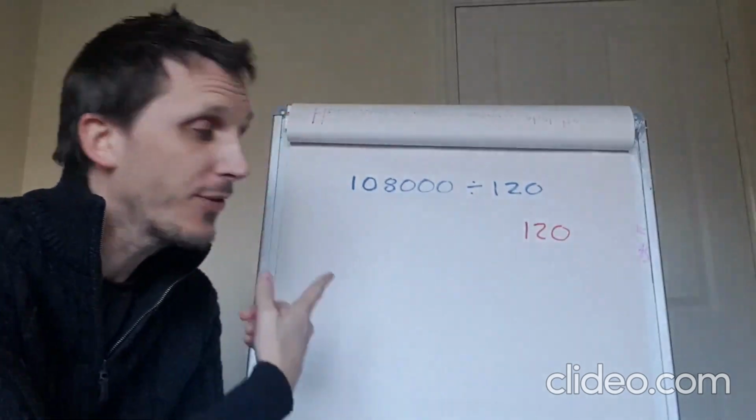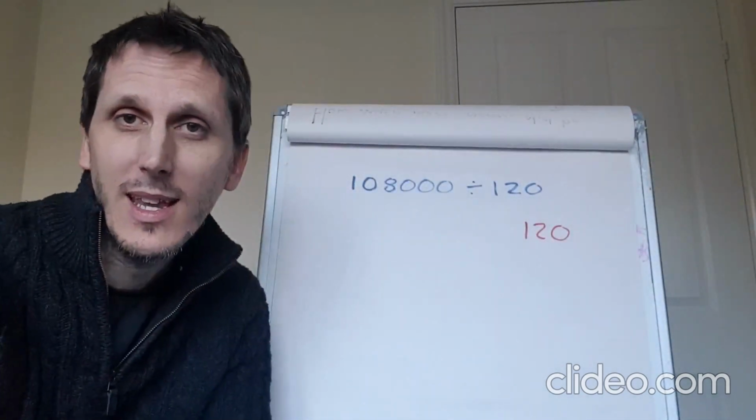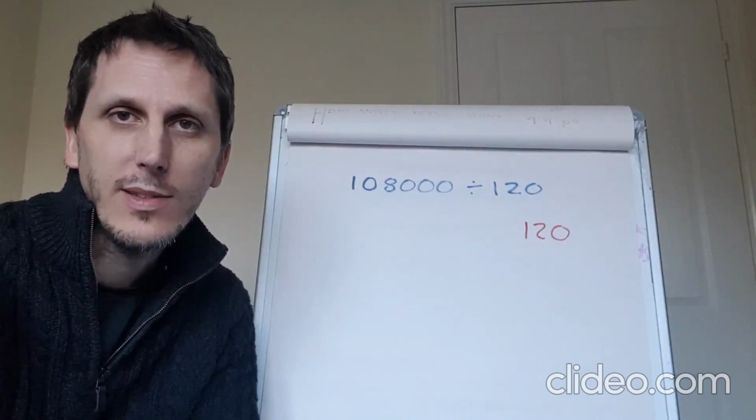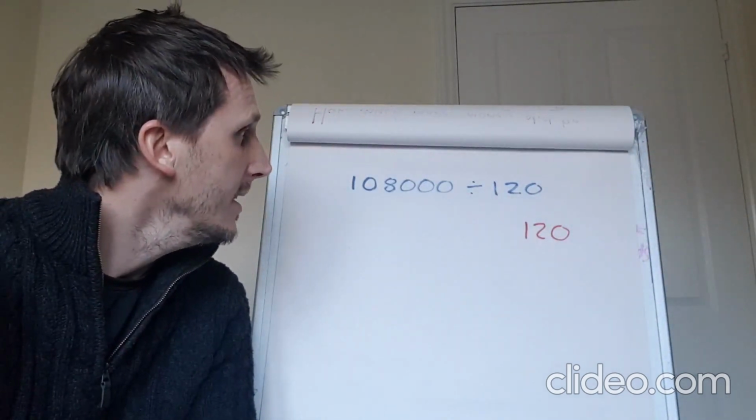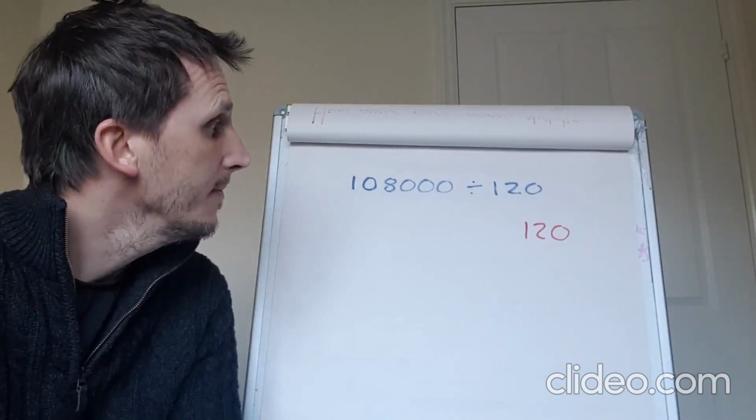And like the first question, I know that she's not going to be the only one. She's the only one who's emailed in about it, but I guarantee loads of other people have found this difficult. It's 108,000 divided by 120.